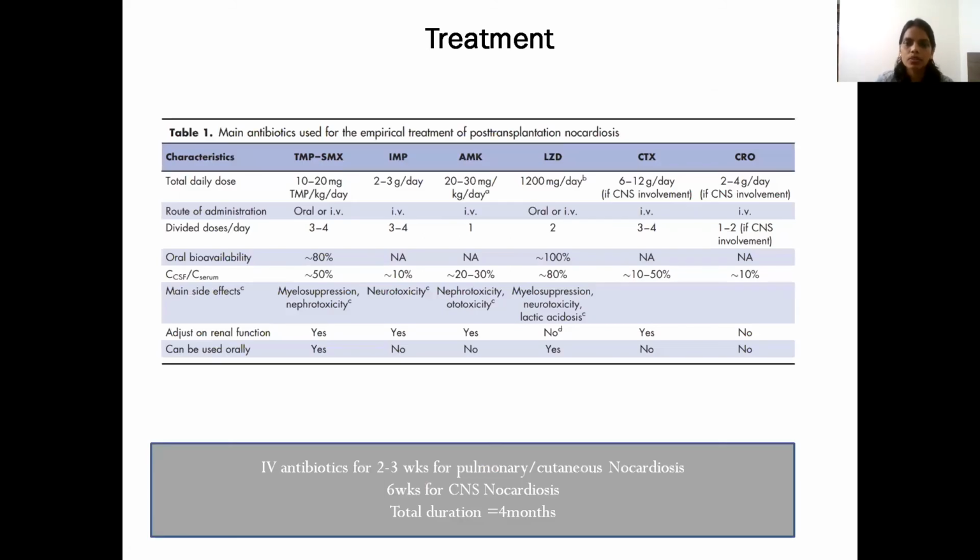Empirical treatment options for nocardiosis are cotrimoxazole, imipenem, amikacin, and linezolid. For the duration of treatment, IV antibiotics are generally given for 2 to 3 weeks for pulmonary and cutaneous nocardiosis. It is prolonged, that is 6 weeks of IV antibiotics, for CNS nocardiosis. The total duration of therapy is around 4 months.